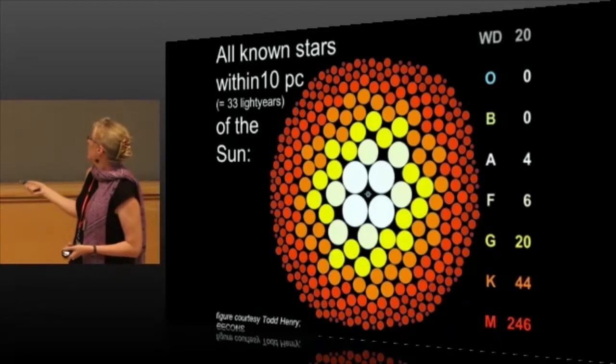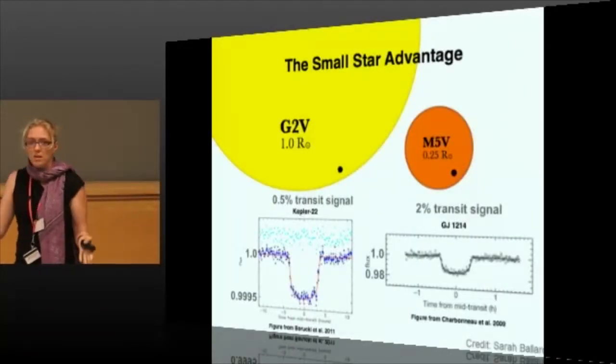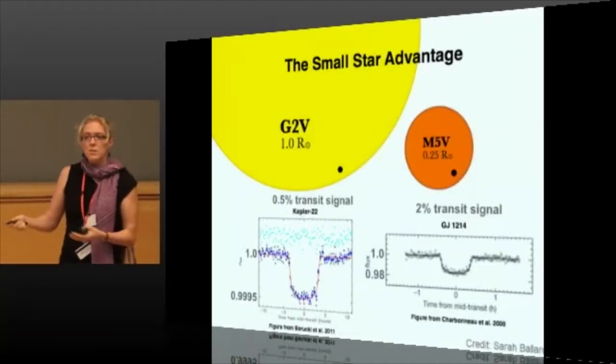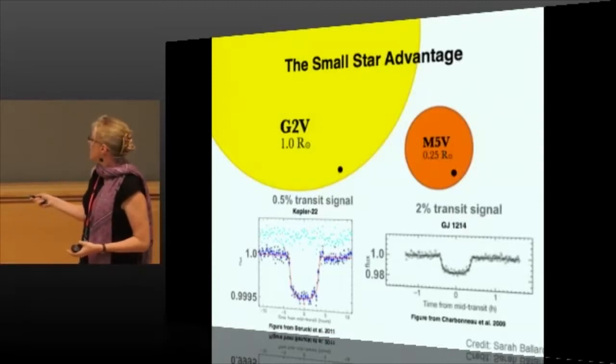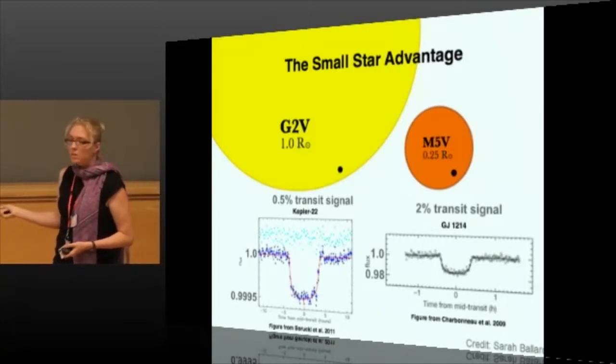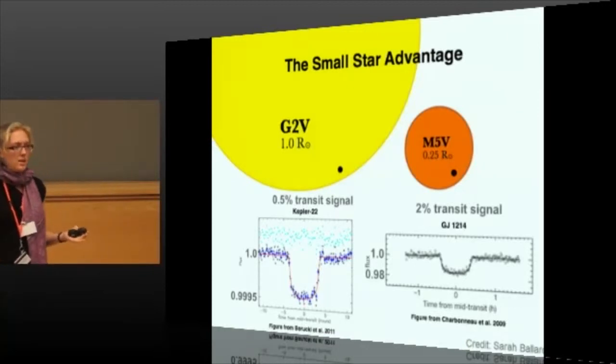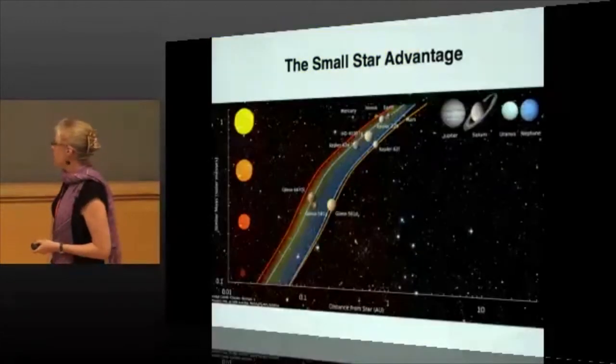Our sun, for example, is a G-type star, one of these yellow guys, so much bigger. And small stars have a couple of unique advantages, which you probably know, but just to reiterate: the transit signal is fractionally much higher. This is a 2% signal versus a 0.5% transit signal. So when we follow up these planets over the coming decades, the small star is much easier, because the ratio in sizes is much more beneficial.